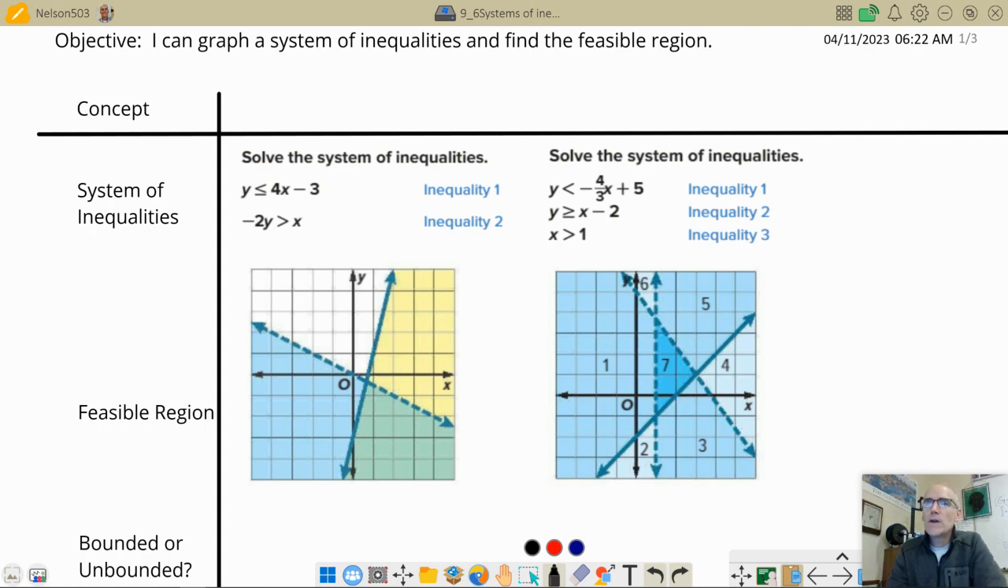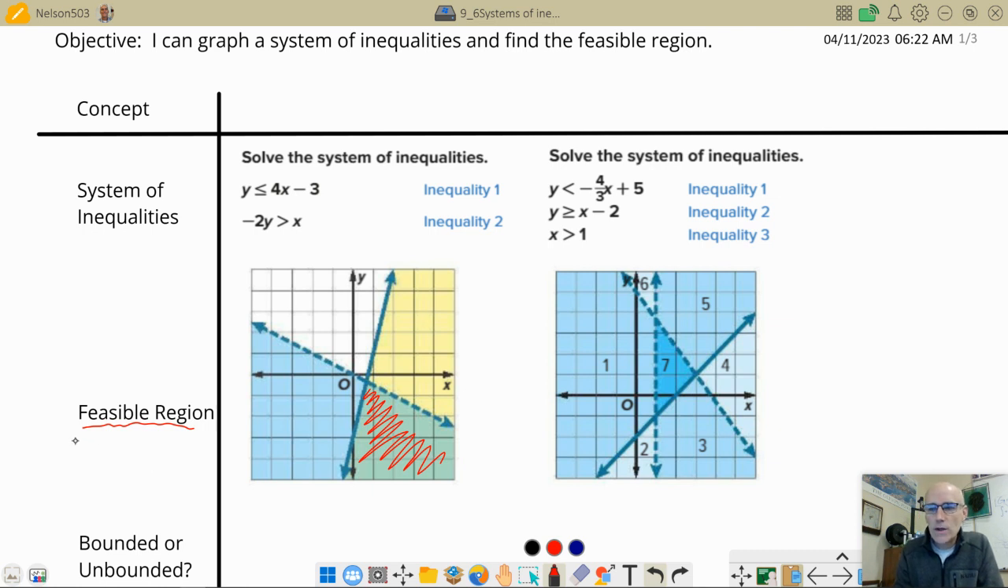I can graph a system of inequalities and find the feasible region. That's what we're trying to do. So, what does the feasible region look like? The feasible region is this area right down here. I'm going to walk through all of this, but the feasible region is when both inequalities are made true. So, all the points that make both inequalities true.